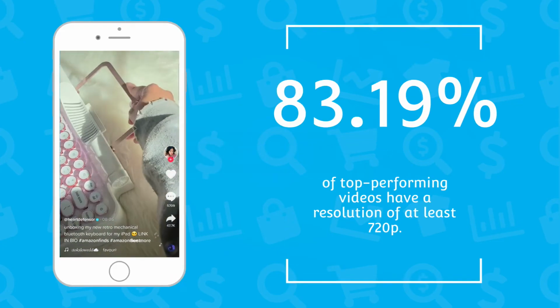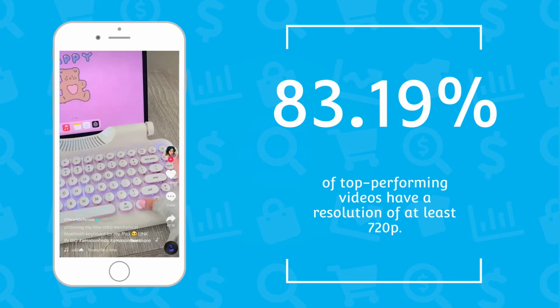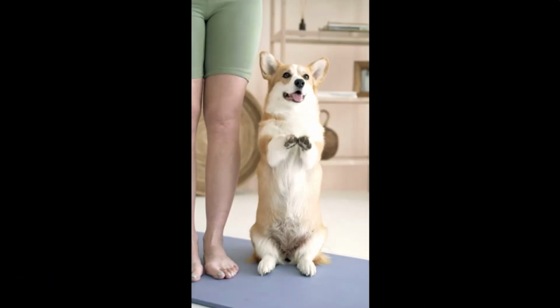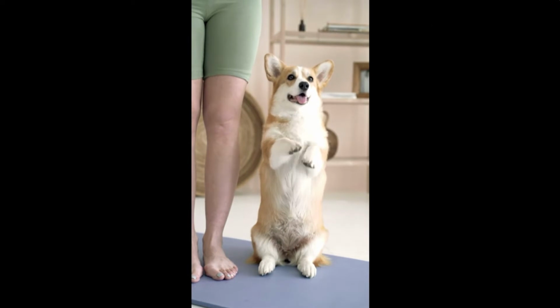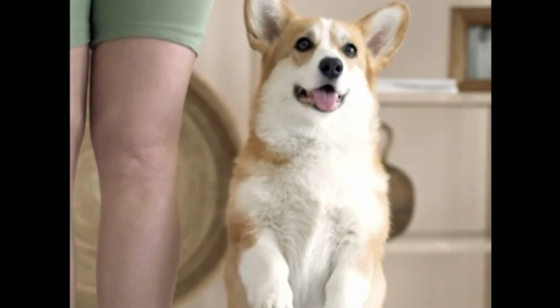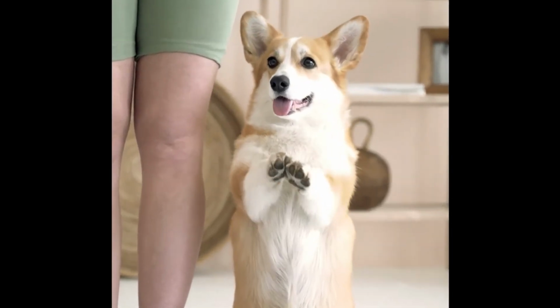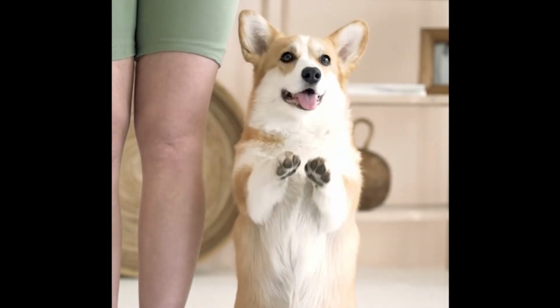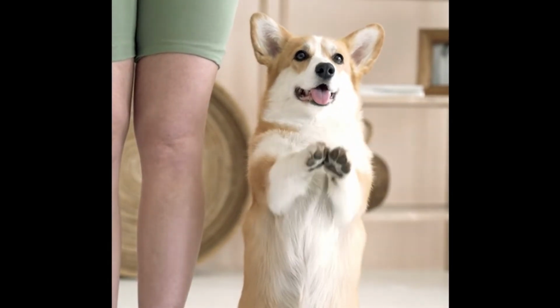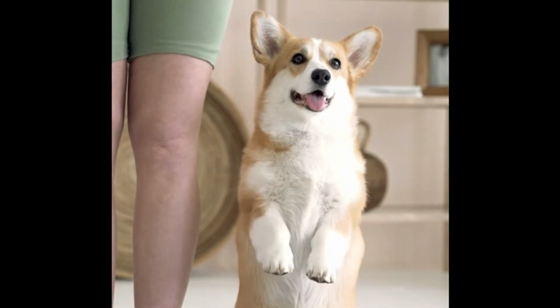83.19% of top performing videos have a resolution of at least 720p. Here's an example of a video that is 720p. You can see that if we zoom in here, the video quality isn't completely clear or crisp. In this video here, on the other hand, it exceeds the 720p recommendation. This one is 1080p and is completely clear and crisp.